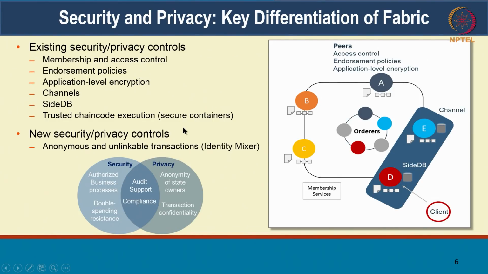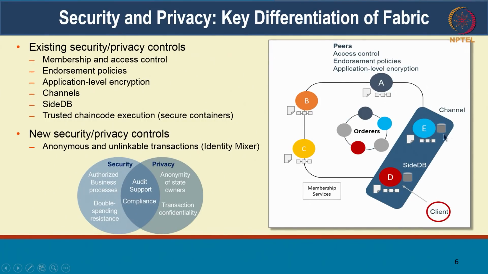And apart from these, there are new concepts that are also coming in. So at the time of the recording, there is a new capability using Identity Mixer for providing anonymous and unlinkable transactions. So we'll cover that as well. It's going to be part of Fabric very soon, but it's not yet there. It's still in development. It's an open source. You can see the development in progress, but it's still not merged with the master branch of Fabric.